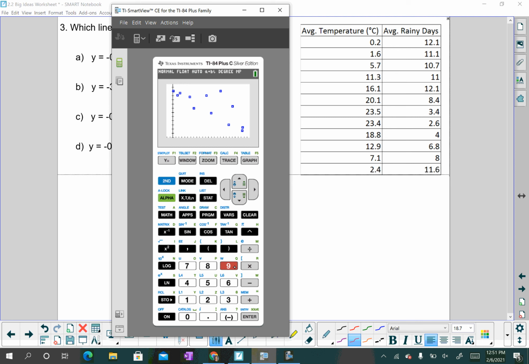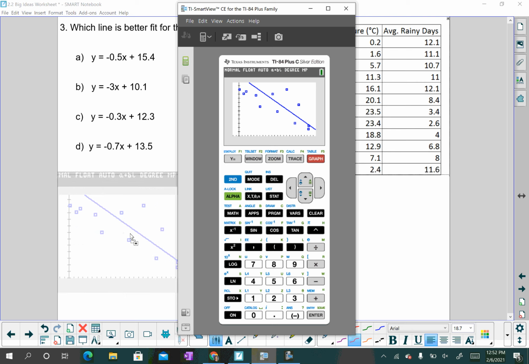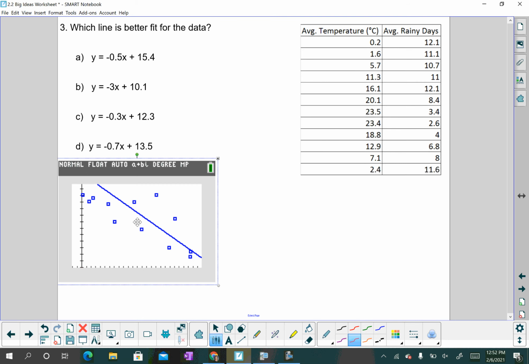So my first one is going to be negative 0.5x plus 5.4. Remember, you have to hit y equals to get into there. Make sure you hit the X button that's right next to alpha. And then if you hit graph, you'll see that line graphed with that data. Okay, so let's drag it over. All right, so that's A.